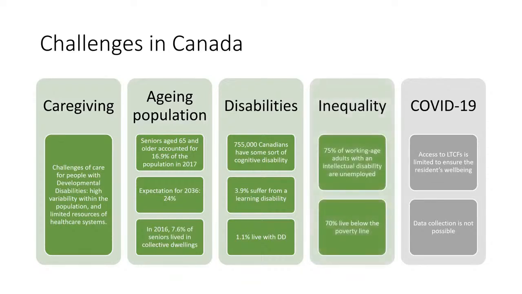This sector of the population also suffers from inequality. It is estimated that 75% of working-age adults with an intellectual disability in Canada are unemployed and 70% live below the poverty line. On top of that, the world is facing several challenges in all spheres due to the COVID-19 pandemic. For technology development, some challenges are related to limited access to long-term care facilities, which was established to protect the residents. This hinders data collection and delays the delivery of emerging technologies.